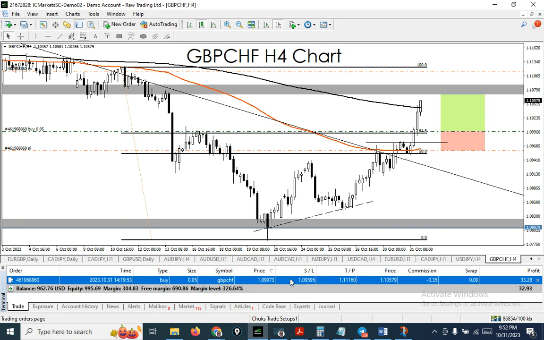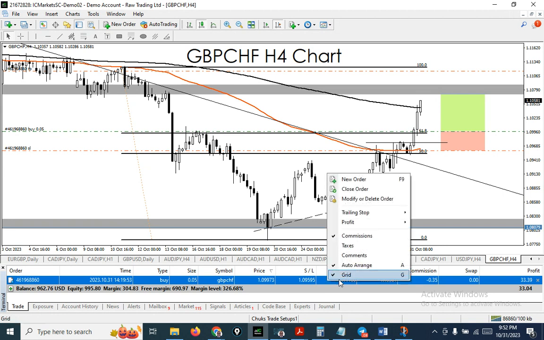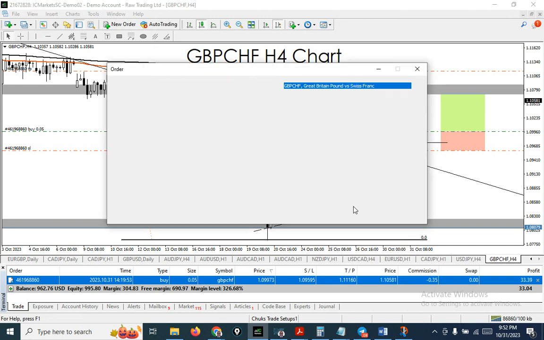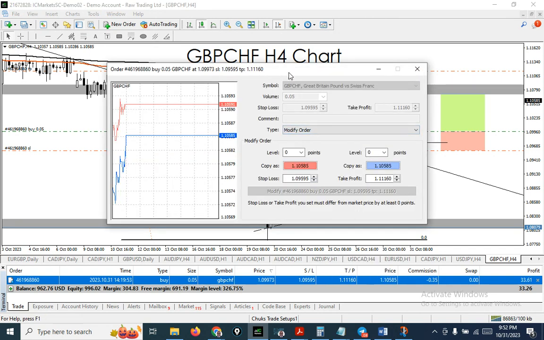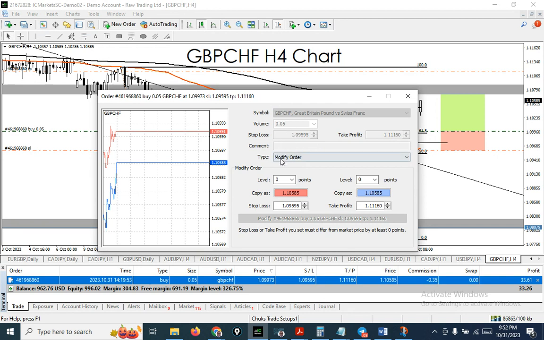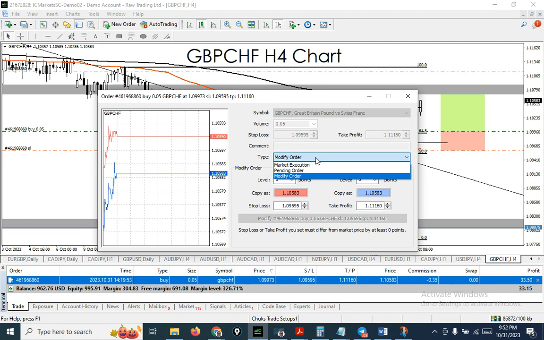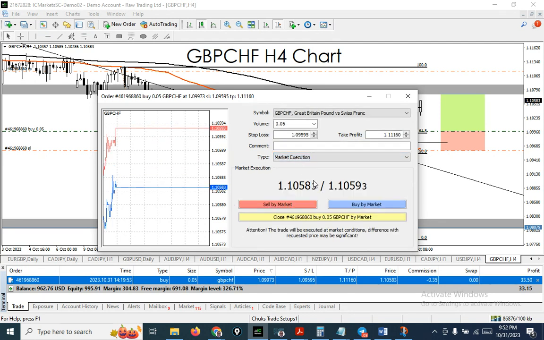What you do is that you come to your terminal window. Let me close this and go back again. You come to your terminal window, and there you see that the trade is highlighted. You highlight the trade you want to take partial profit on. Then you right click and select modify or delete order. When you come to this modify window, you come to this type field, you click it and select market execution.